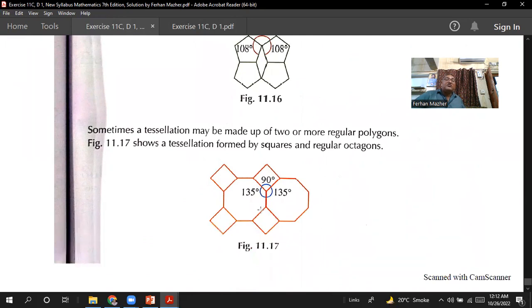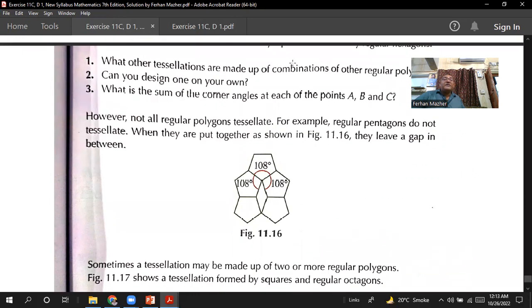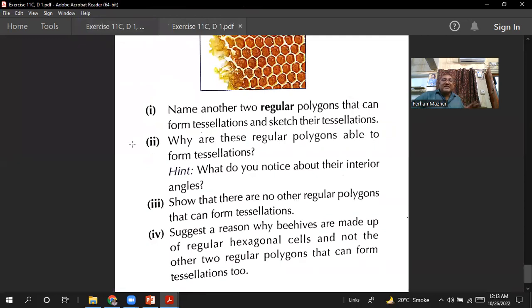Okay, so this is a square and this is a different diagram. So only these can do this tessellation; the others cannot do that. Only these can do it, because when you put them together, there is no gap when they tessellate. So the equilateral triangles, squares and regular hexagons do perfect tessellation. This shows that there are no other regular polygons that can form tessellation.